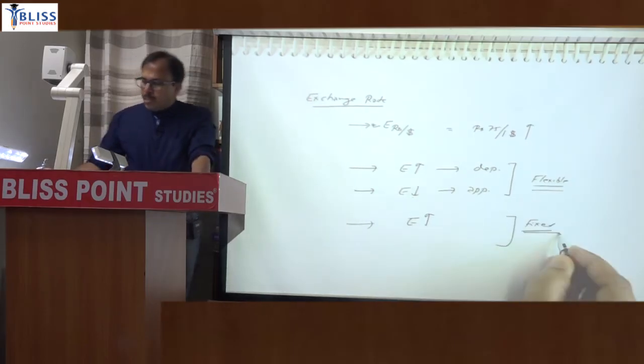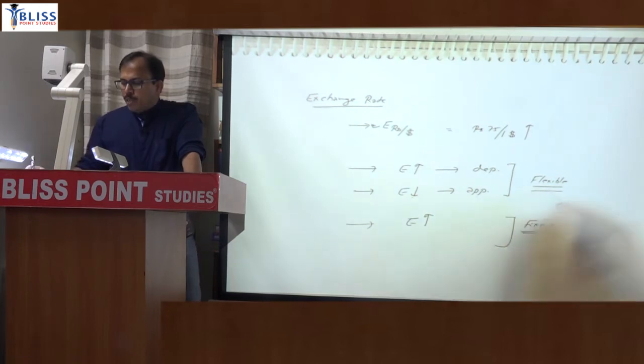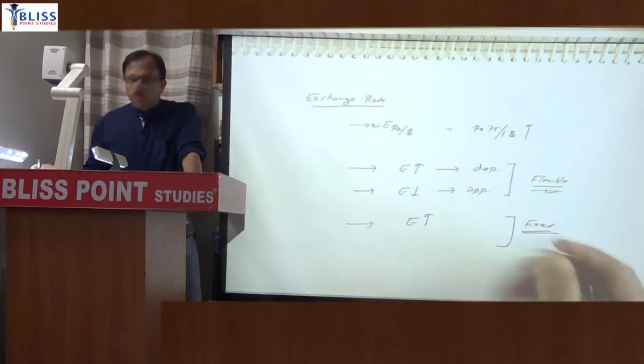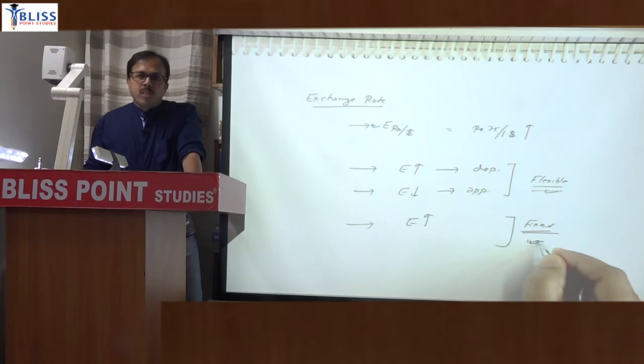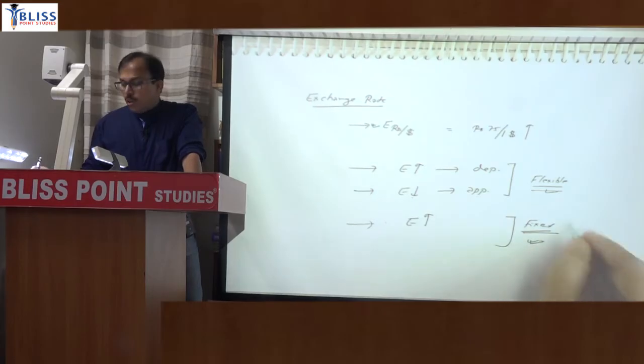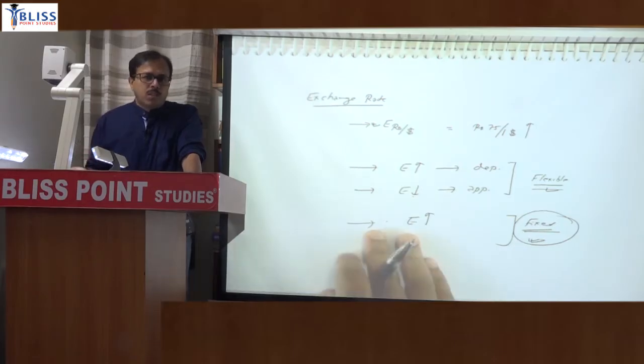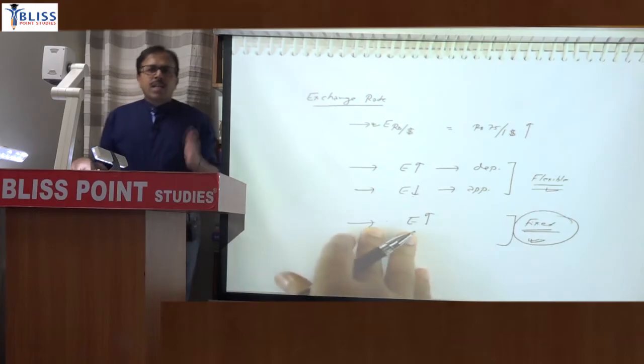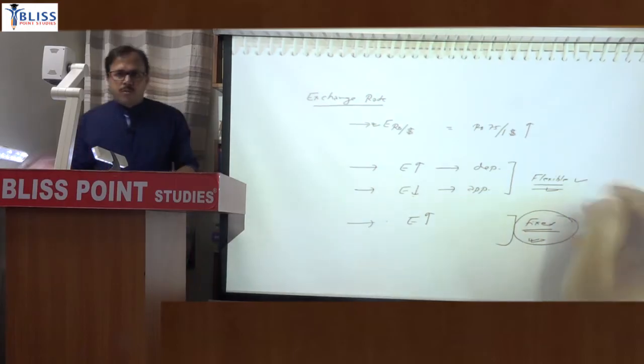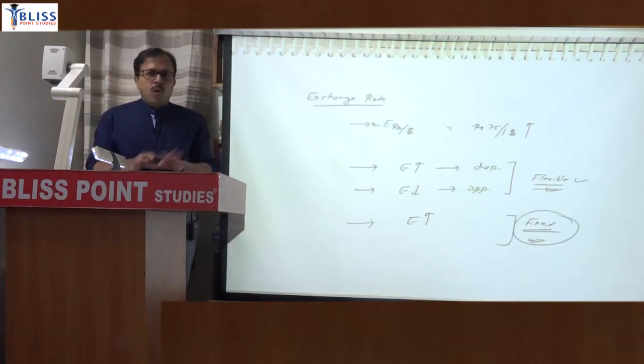So depreciation and appreciation will be under flexible, and devaluation and revaluation will be under fixed exchange rate. So the obvious question now is, what is the meaning of fixed exchange rate? Who will keep it fixed? What is the difficulty in keeping exchange rate constant? And in that context we will be discussing the flexible. So first understand what is fixed, how it works, what is flexible, and how it works.